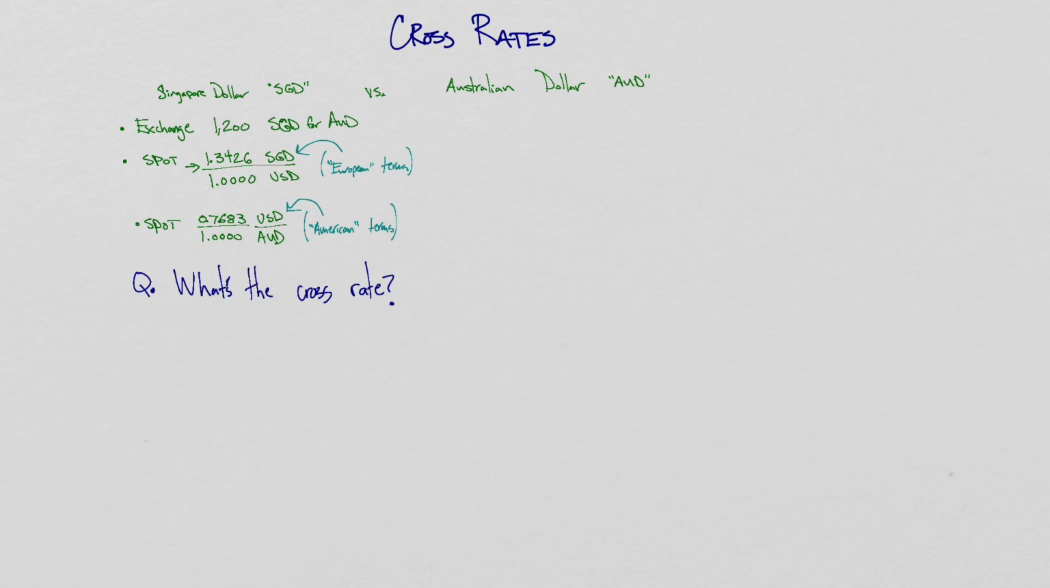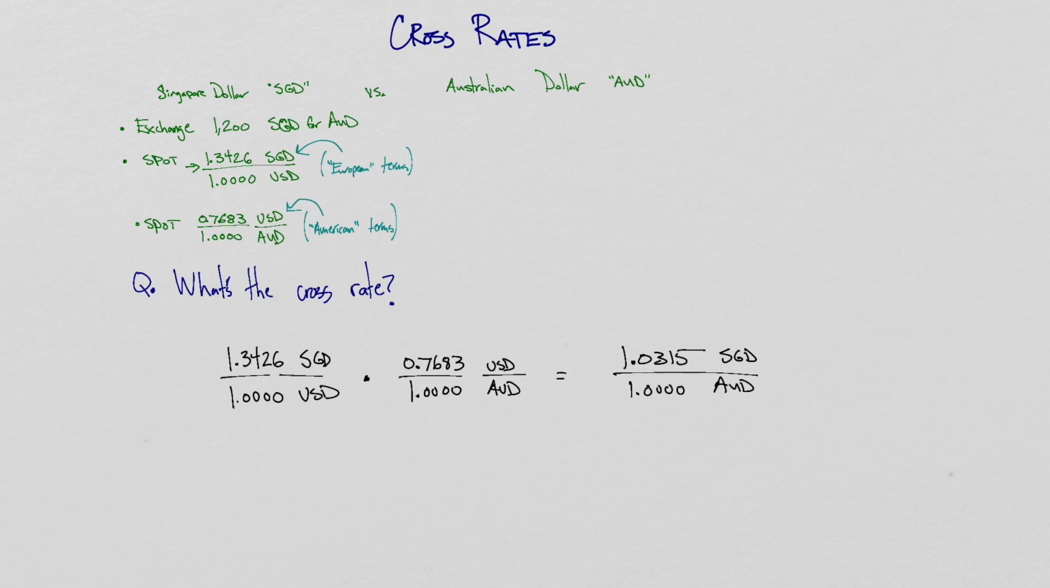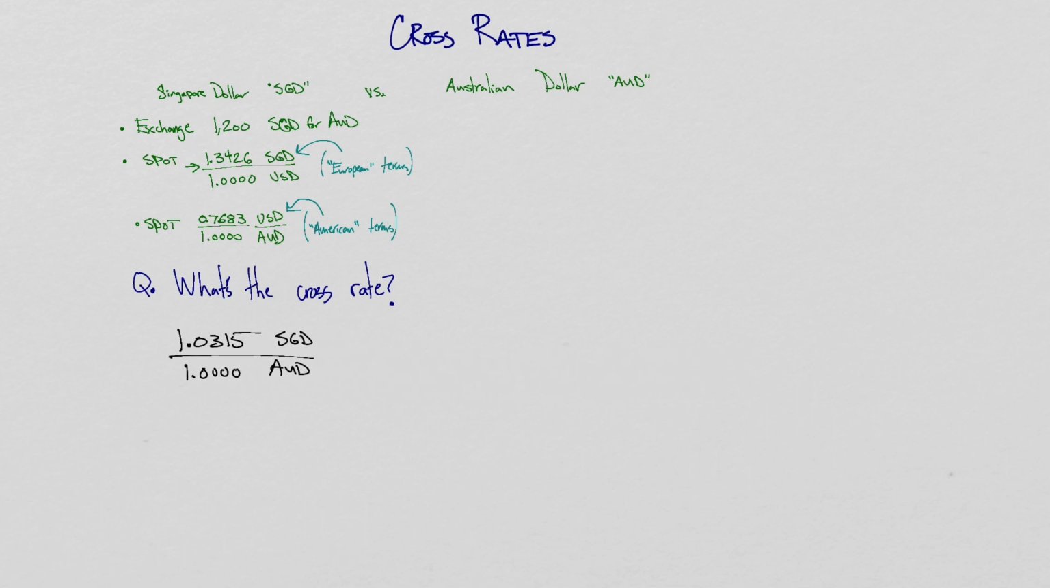So taking either one of those 2 approaches, and I'll take the one on the right, we take the spot rate for the Singapore versus the US dollar and multiply by the US dollar versus the Australian dollar. And what that gives us is the cross rate of the Singapore versus the Australian dollar of 1.0315 Singapore dollars to Australian dollars. With that, we can answer the question of how much 1,200 Singapore dollars is in Australian dollars.